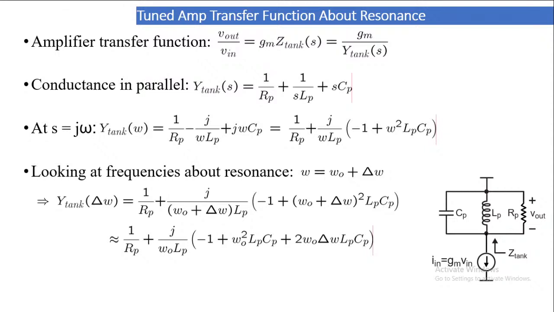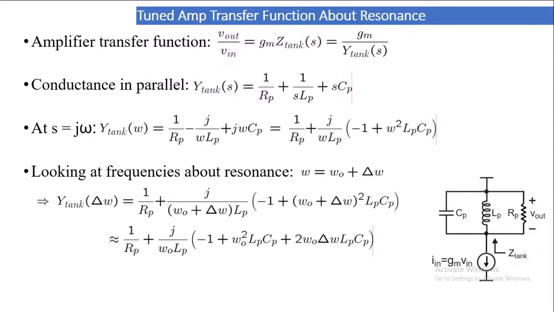For the parallel resonance circuit, Y tank is equal to 1 by Rp cross 1 by S into Lp, that is the admittance of the L, cross S into Cp. This you know from the Laplace analysis of a parallel resonance circuit. This you know.